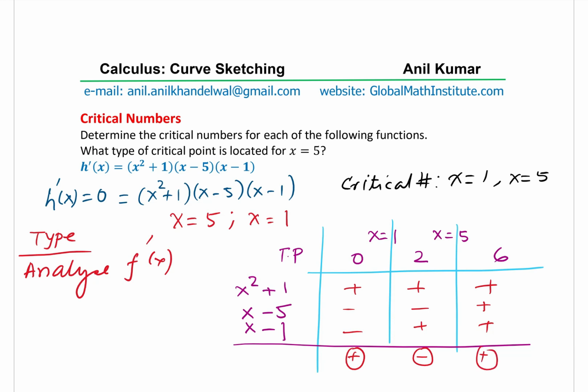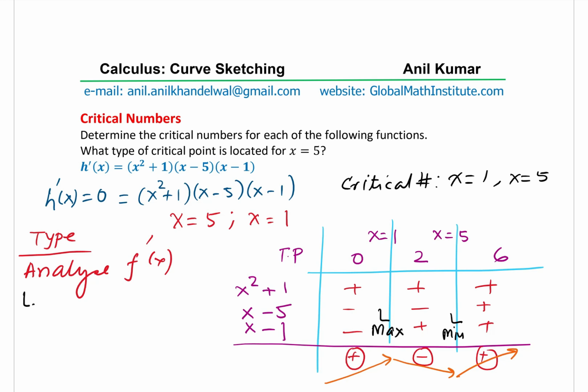Positive means that the function is rising. Negative means function is decreasing, and then again rising. So clearly we get our answer, and that is at x equals to 1 we have local maxima, and at x equals to 5 we have local minimum. Is that clear to you? So the type is very clear.